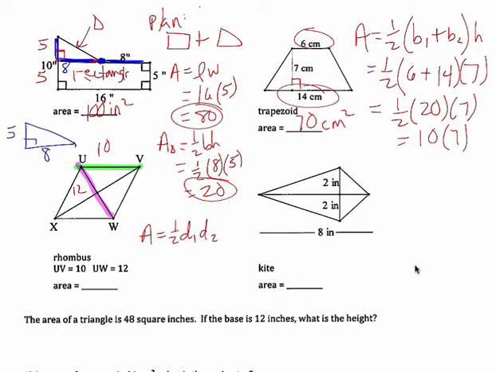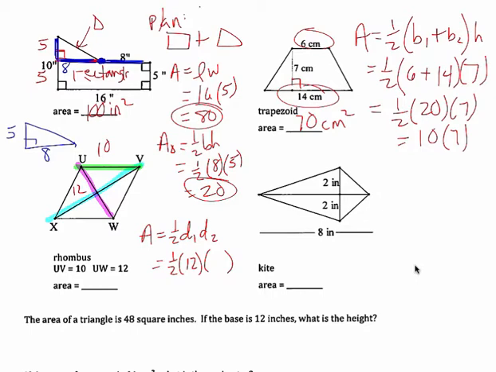Well, I don't have both diagonals. I have one diagonal there in pink, which is 12. So I'll start with that, 1/2 the diagonal of 12 times the second diagonal. Now the second diagonal is going to be this length of VX is what I need. So I'm going to have to use some properties of a rhombus to figure this out.